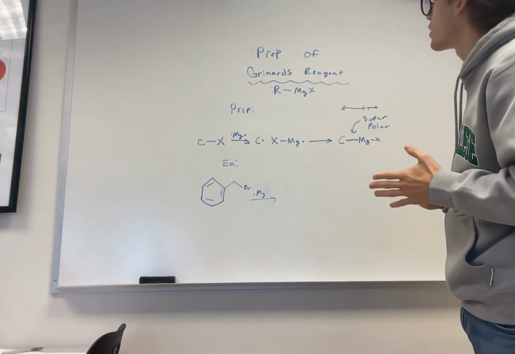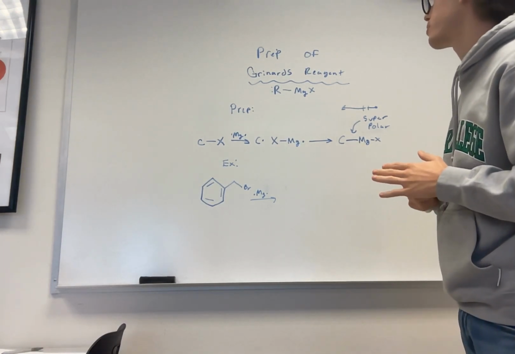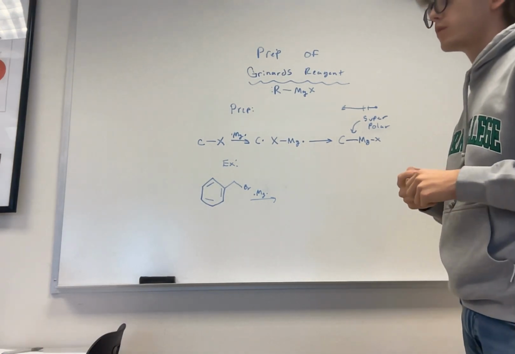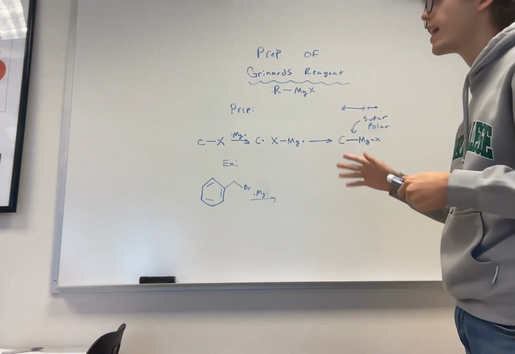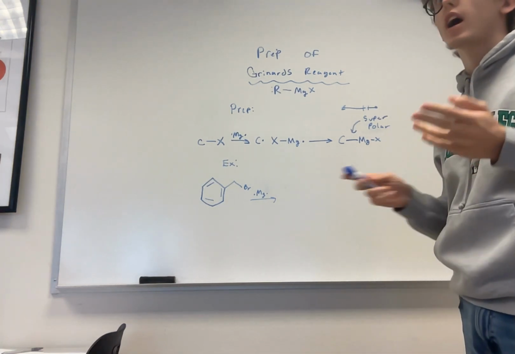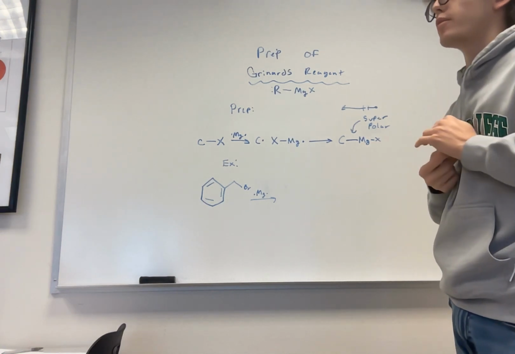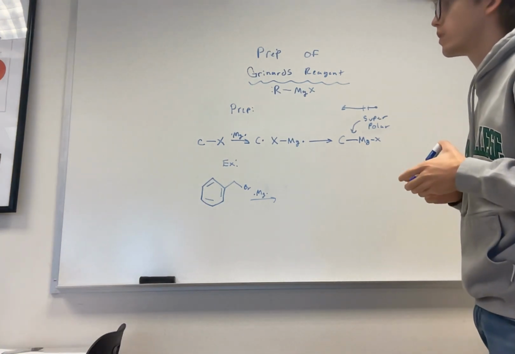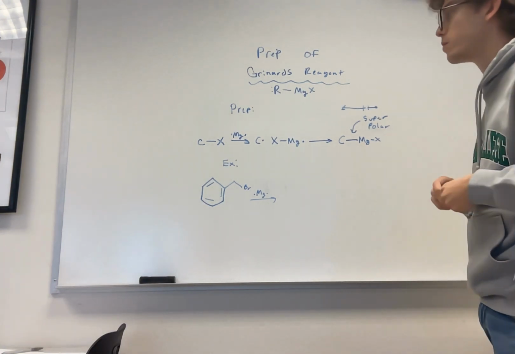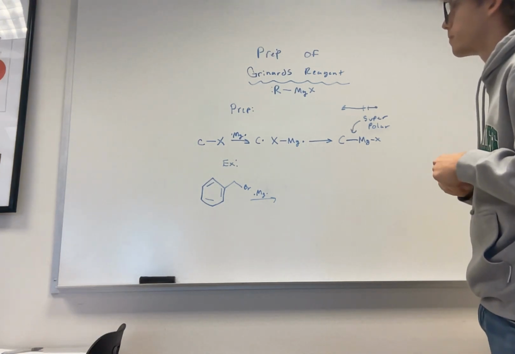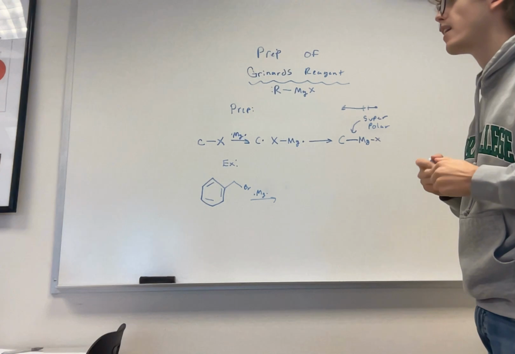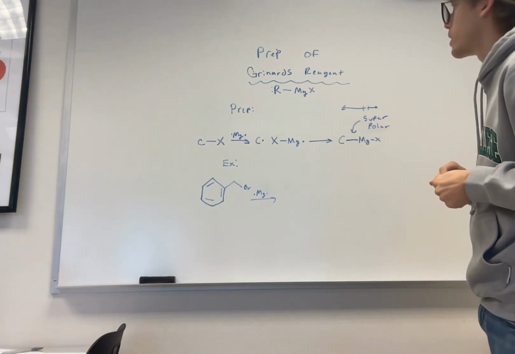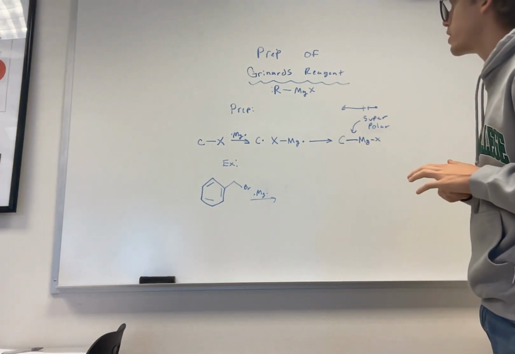Hello everyone, today I want to talk about the preparation of a Grignard's reagent. We use the Grignard's reagent to reduce a ketone or an aldehyde and add something to it other than just a hydrogen, which we would get through sodium borohydride or aluminum hydride, I believe is what it is, AlH4, right? So we want to add something to it, we use the Grignard's reagent.